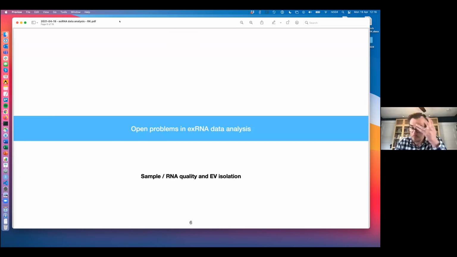So in terms of the open problems, the first category being the sample quality, the RNA quality, and the way that we're isolating and even defining these EVs is a problem. Both of these problems, actually, I'm quite glad that more than half the audience is experimental, because the solution is going to be largely as much experimental, at least, as it is computational.